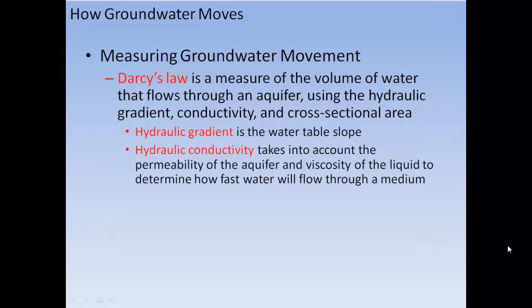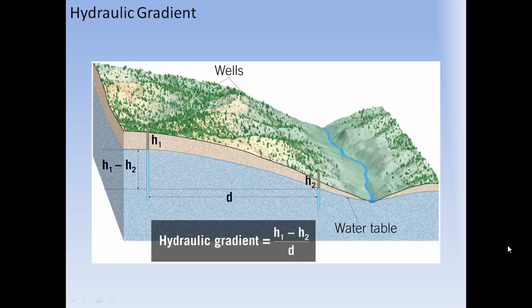Measuring groundwater movement. Darcy's law is a measure of the volume of water that flows through an aquifer using the hydraulic gradient, conductivity, and cross-sectional area. Hydraulic gradient is the water table slope. The hydraulic conductivity takes into account the permeability of the aquifer and the viscosity of the liquid to determine how fast water will flow through a medium.